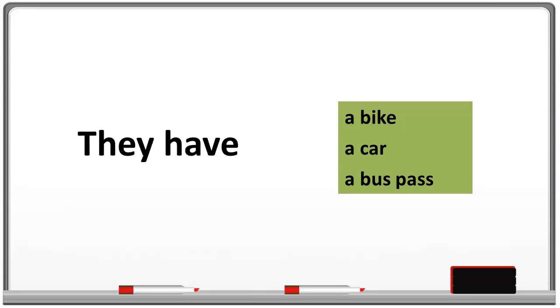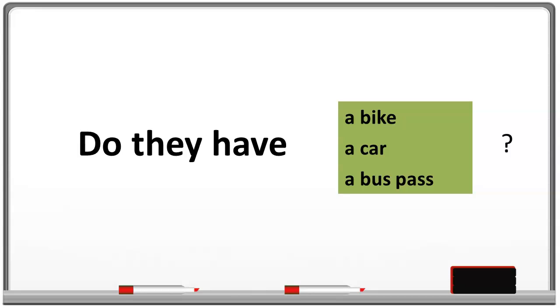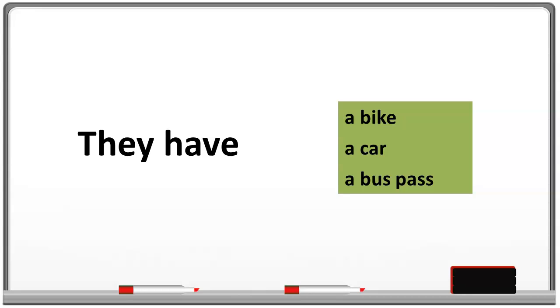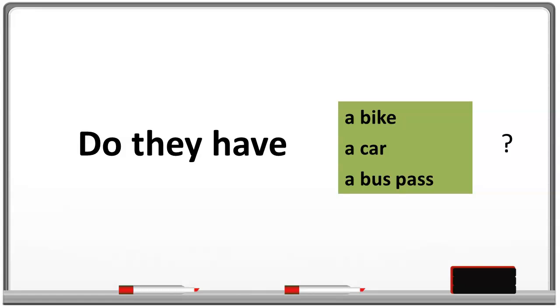Next one. They have. Okay, so this is our last subject pronoun. The statement, they have a bike, they have a car, they have a bus pass. How do we turn this into a question? Do. Do they have? Statement, they have. Question, do they have?